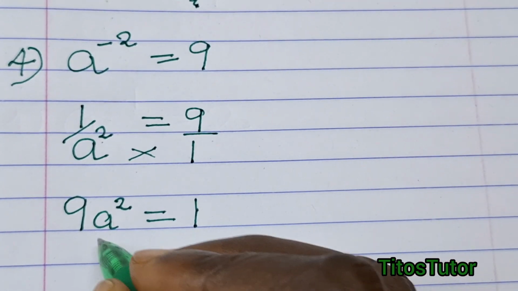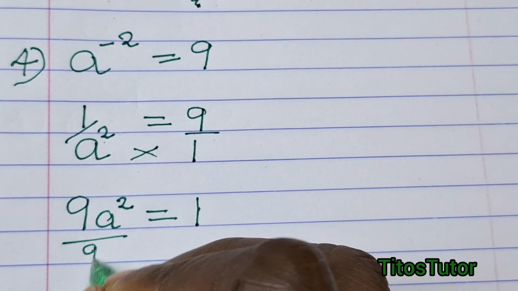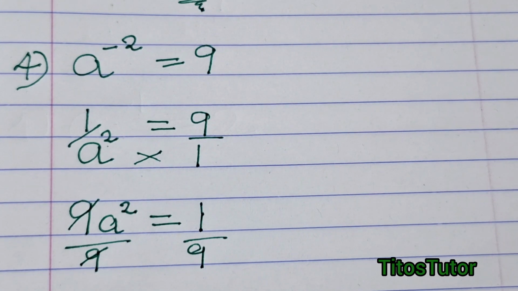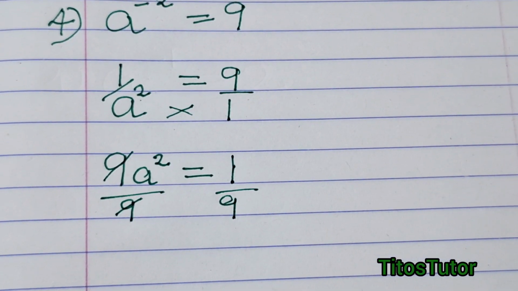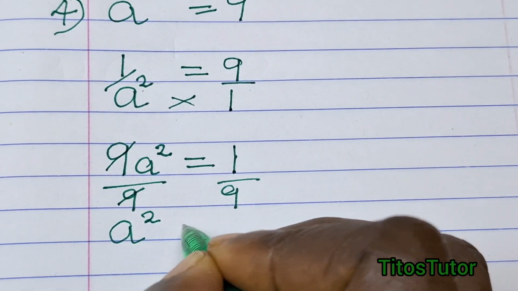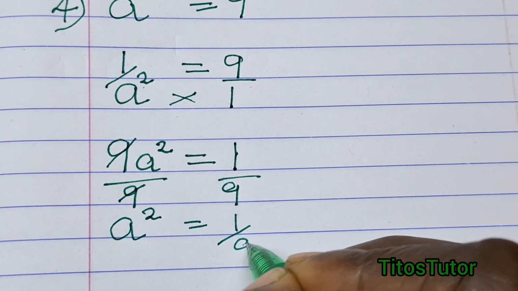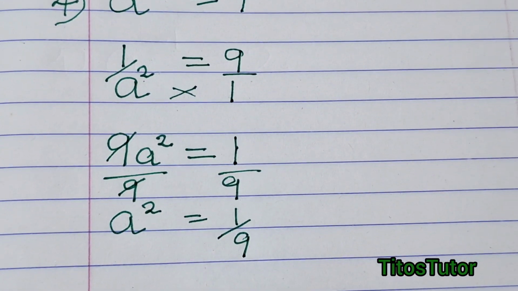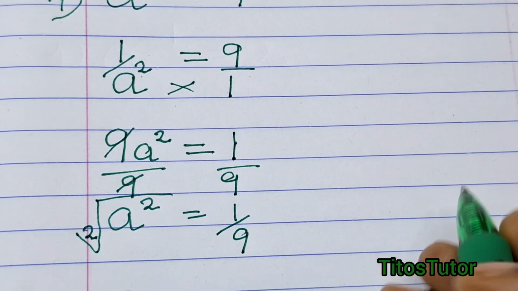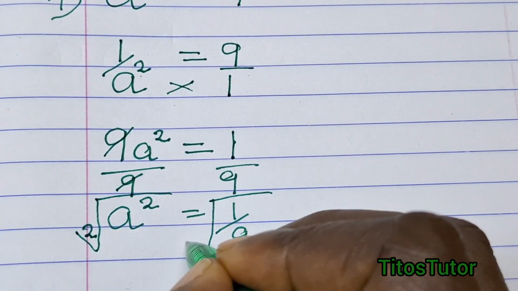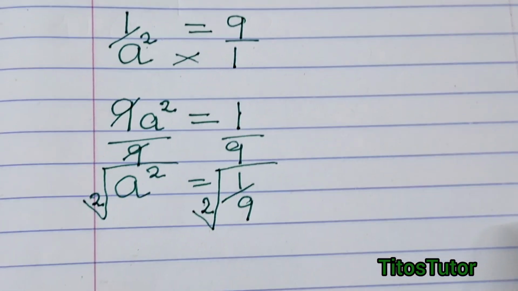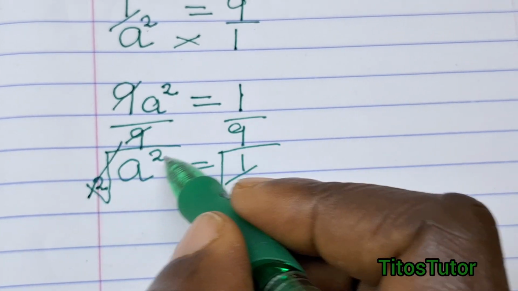To get rid of this 9, you divide through by 9. 9 cancels 9. I'm left with a squared. Okay, so here a squared is equal to 1 over 9. What do I do to square to cancel it? I square root. So square root of a squared is a, and square root of 1 over 9. So square root cancels square.